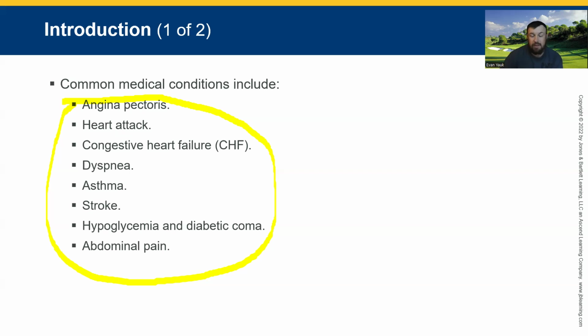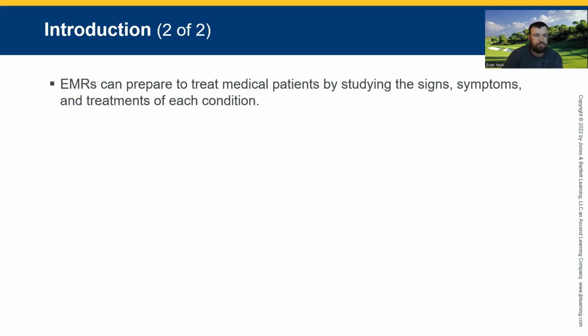Dyspnea, I can't say it right now. Uncomfortable or short of breath, dyspnea there. Asthma, which is inflammation or tightening of the airways. Stroke, it's when brain cells die due to a lack of oxygen-rich blood. Hypoglycemia is a condition that occurs when the blood sugar level drops too low. Diabetic coma, a life-threatening disorder that can happen when blood sugar is very high or very low. And then abdominal pain. Different things can cause abdominal pain. We're going to talk about some of the major ones.